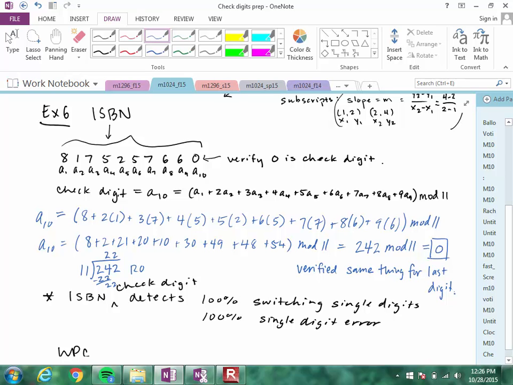It's also 100% accurate at single digit error, so if I misread the 8 for a 9 or something like that, and I put 9175, whatever, it would check that with the check digit. So if I put in a check digit of 0, and I entered a 9 as the first digit, it would be like, sorry, that's not right, try again. 100% of the time it would catch that error.